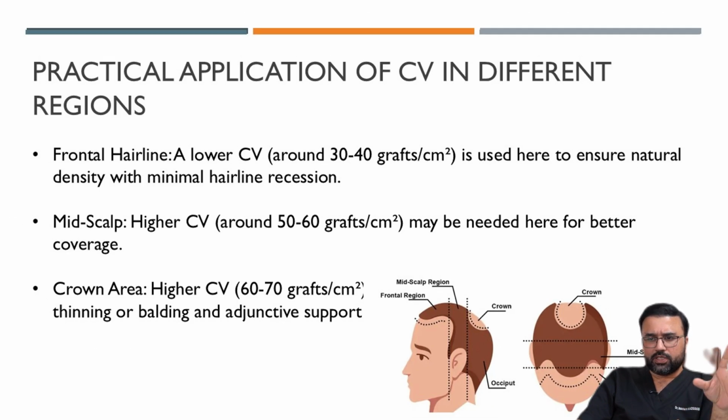Practical application of CV in different regions. The frontal hairline usually comes with 30 to 40 grafts per centimeter square. The mid scalp comes with 50 to 60 grafts per centimeter square, and the crown area usually comes with 60 to 70 grafts per centimeter square. Usually it goes like that with Asians, with 0.05 mm or 0.04 mm.